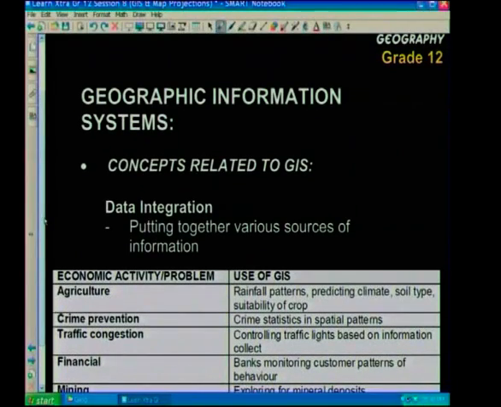And data integration also, putting together various sources of information. Very similar. You understand? Okay? Putting together various sources of information. It could again be referring to different things such as transport and things like that. Okay?